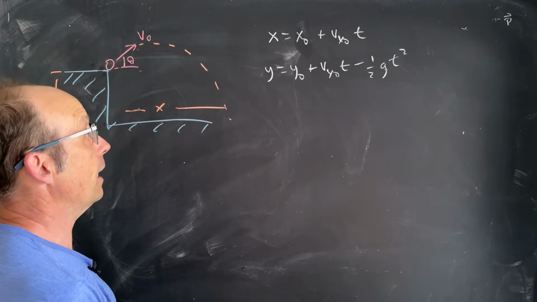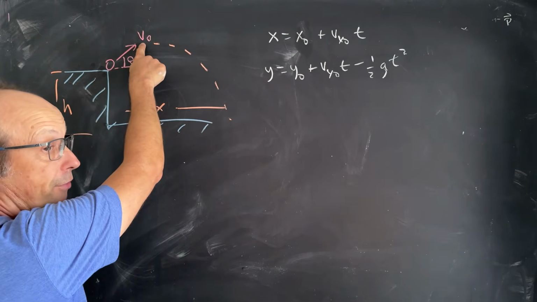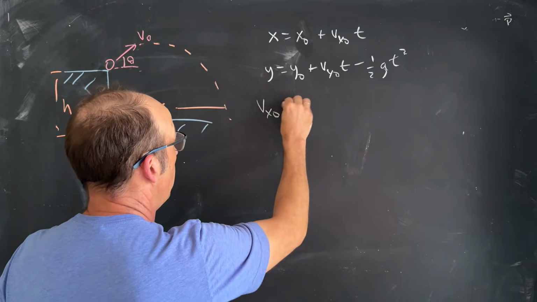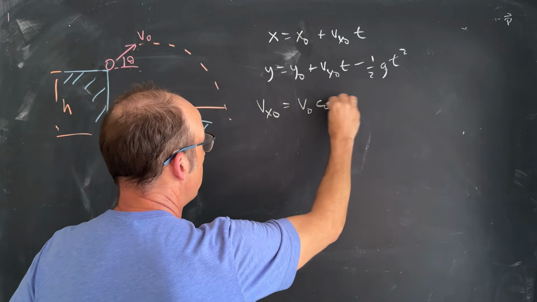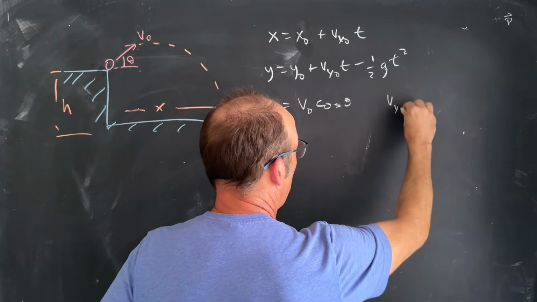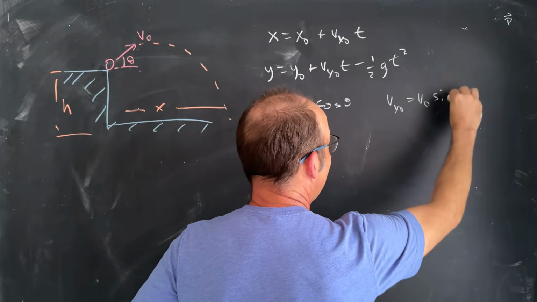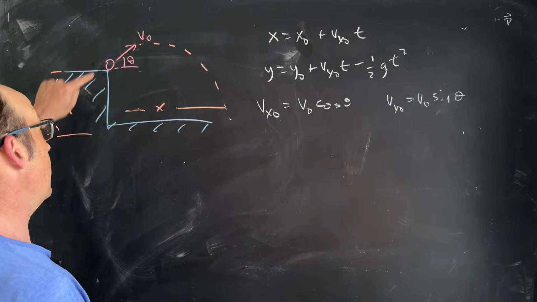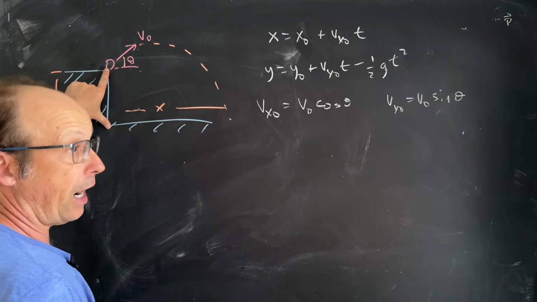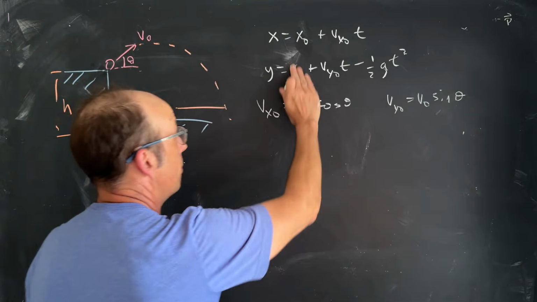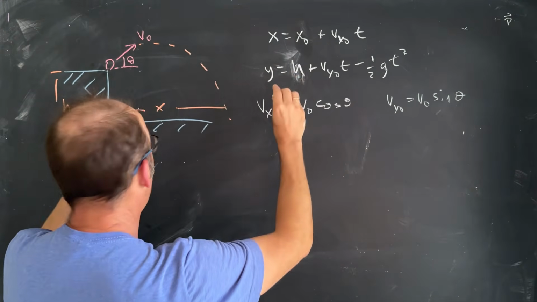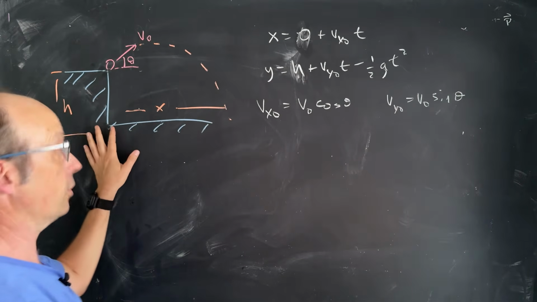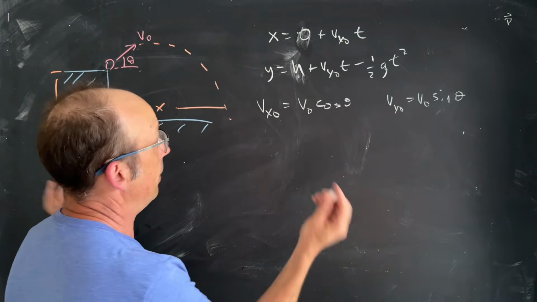Now, how do we find vx0 and vy0? Well, if the ball's launched at a velocity v0 with an angle theta, then vx0 is v0 cosine theta, and vy0 is v0 sine theta. So let's say that I launch it from an initial height of h, an initial x position of 0, because we're putting our x-axis right here, and at some angle theta.